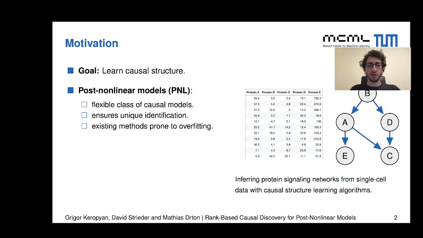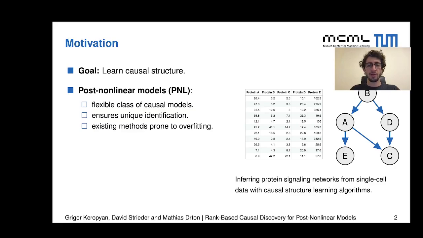Learning causal relationships among complex systems is a central task in science. For instance, causal structure learning algorithms are being used to infer protein signaling networks from single-cell data. The gold standard for causal structure learning is to perform controlled experiments. However, it can be costly and unethical. So, causal discovery addresses the task of estimating causal structure from observational data.